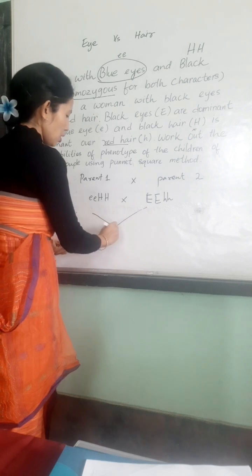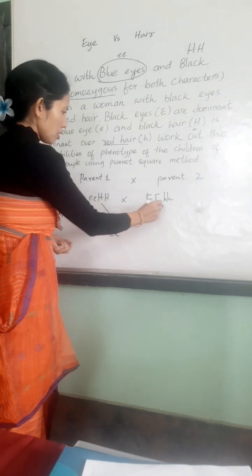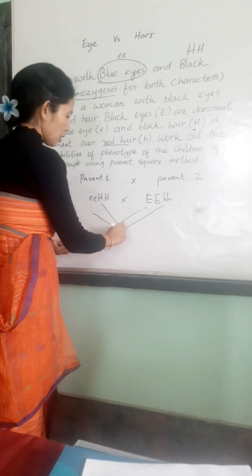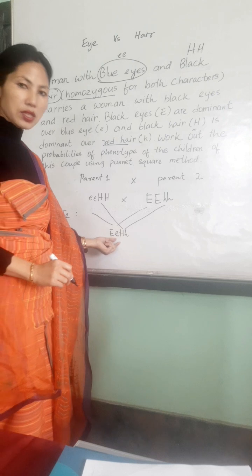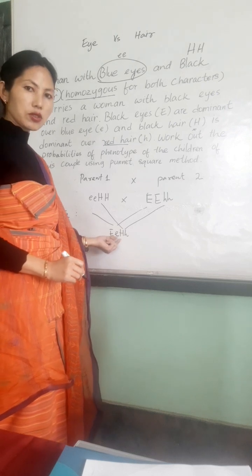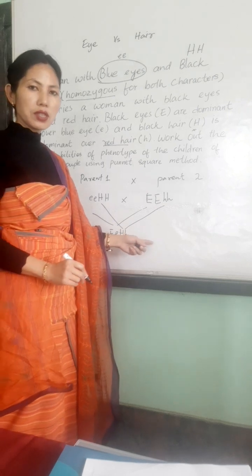So capital E, small e, and one capital H from one parent and small h from the other parent. So this is the genotypic condition. Okay, the genotype is heterozygous in the F1 generation. And what will be its phenotypic trait?